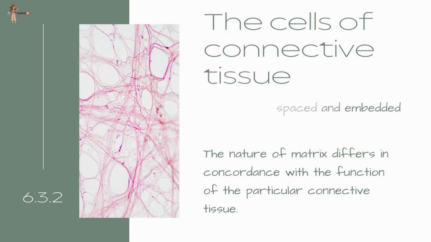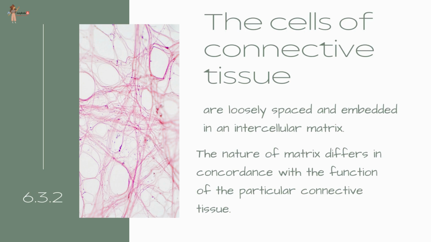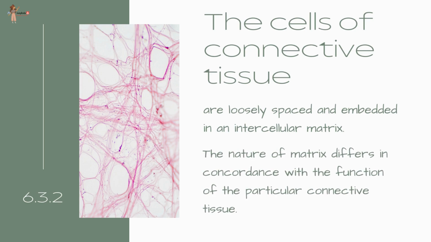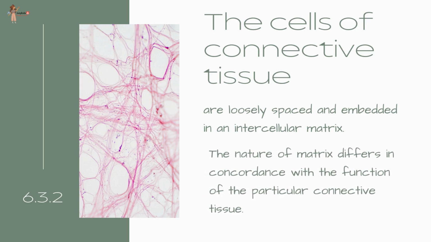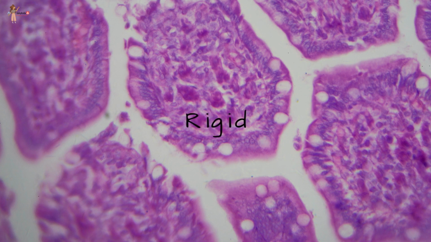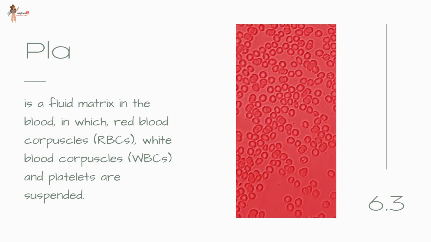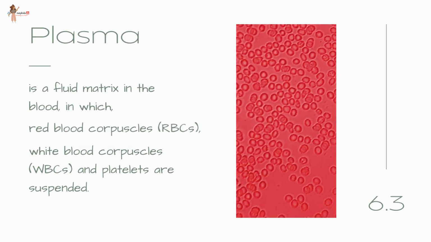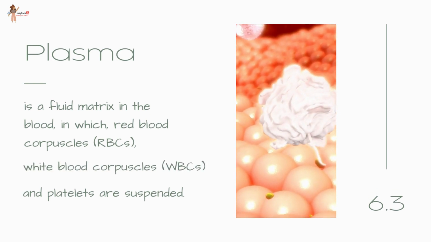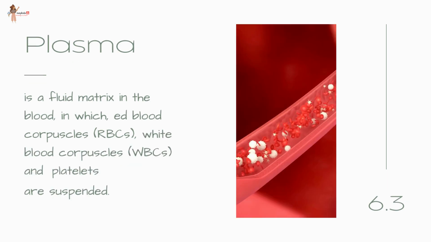The cells of connective tissue are loosely spaced and embedded in an intercellular matrix. The nature of matrix differs in concordance with the function of the particular connective tissue. It may be jelly-like, fluid, dense, or rigid. Blood has a fluid matrix called plasma, in which red blood corpuscles or RBCs, white blood corpuscles or WBCs, and platelets are suspended.